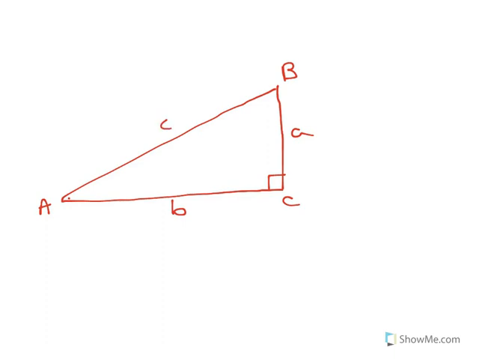So if we look at the ratios, let's use angle A. So the side that is opposite of angle A, we call that opposite, or opposite leg. And then C is always the hypotenuse.